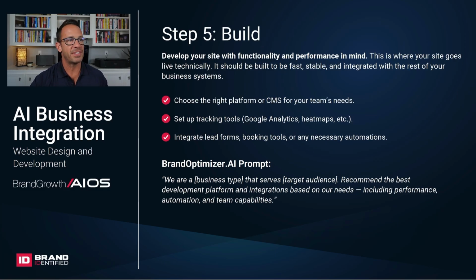So step number 5 is to build. Develop your site with functionality and performance in mind. This is where your site goes live. It should be built to be fast, stable, and integrated with the rest of your business systems. So choose the right platform or CMS for your team's needs. Set up tracking tools like Google Analytics or heat maps, and integrate lead forms, booking tools, or any other necessary automations. And right here in step number 5, I've also given you another BrandOptimizer.ai prompt to help you out with this.